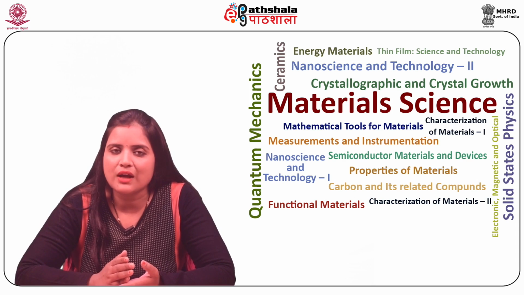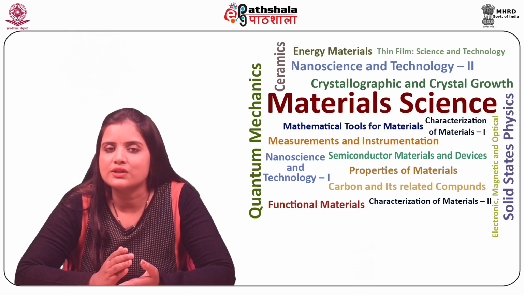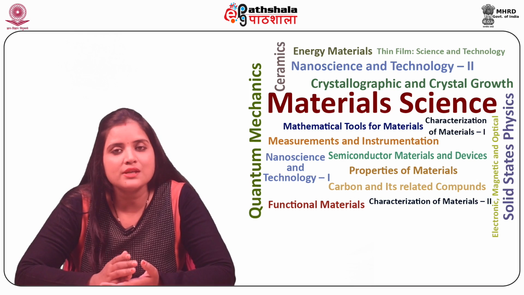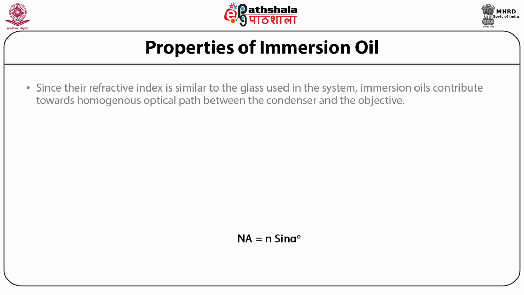An immersion oil at the e line is specified to have a refractive index of 1.5180 plus minus 0.0004 by DIN, or 1.5180 plus minus 0.0004 by ISO, at room temperature. Since the refractive index is similar to the glass used in the system, immersion oils contribute towards a homogeneous optical path between the condenser and the objective.